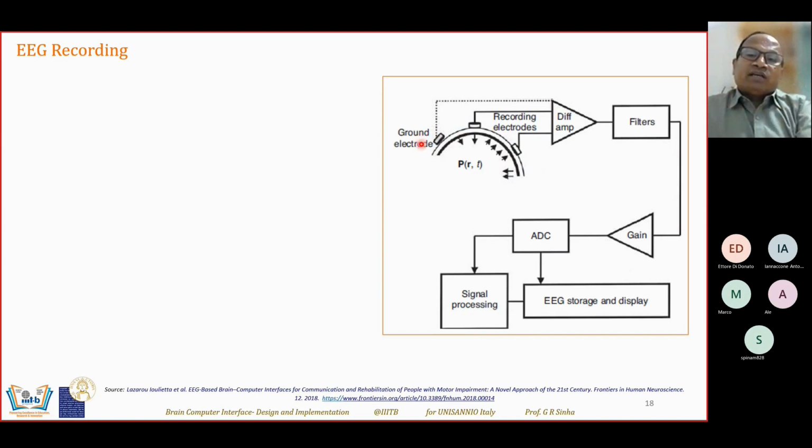rather electrodes. Look at here. This is one electrode. This is another electrode, and third electrode is always a ground electrode. Remember, this is a bipolar recording. There may be unipolar as well. We will talk about unipolar and bipolar recording, but in this case, what has been depicted in the picture is bipolar recording. So in bipolar, what happens?